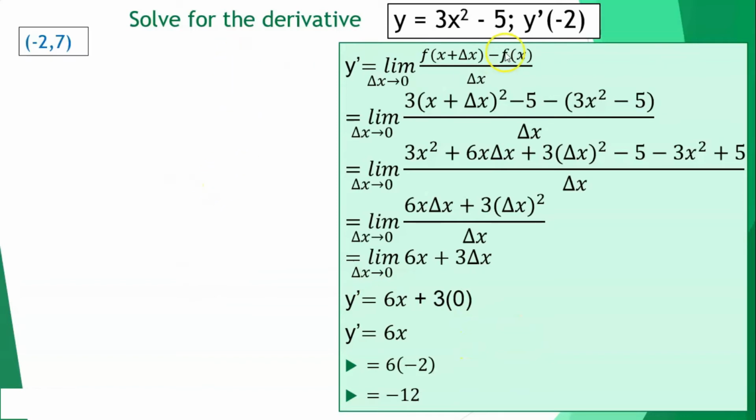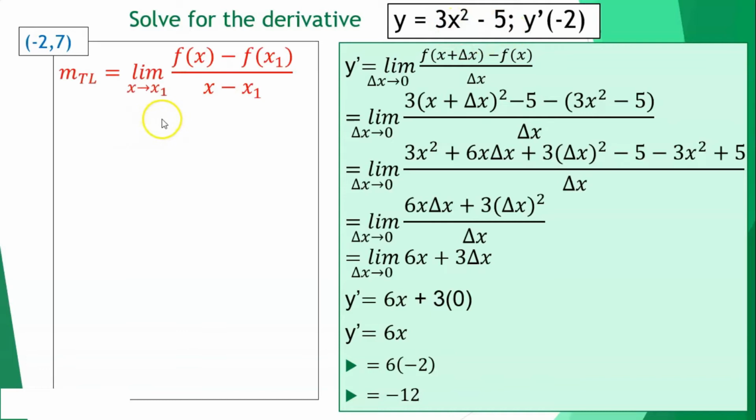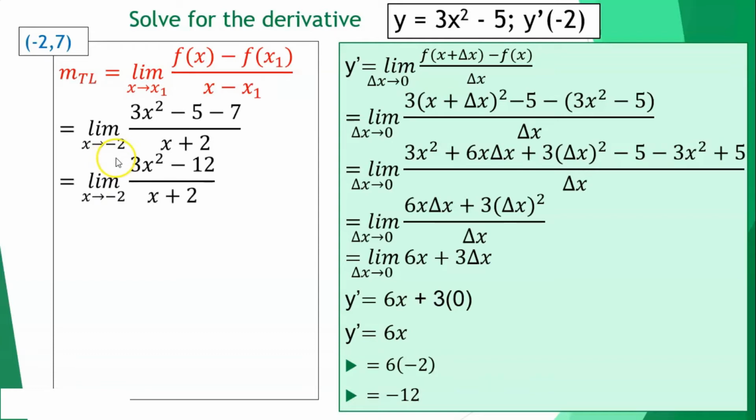Okay, another. Now again, if our x here is negative 2, our y here is 7. So how is 7 obtained? Simply substitute here. So with that, making use of the derivative as slope of a tangent line, we will get this. Our f of x, 3x squared minus 5, our y sub 1 is 7, as x approaches negative 2. So again, we cannot simply substitute negative 2, otherwise it will become undefined.